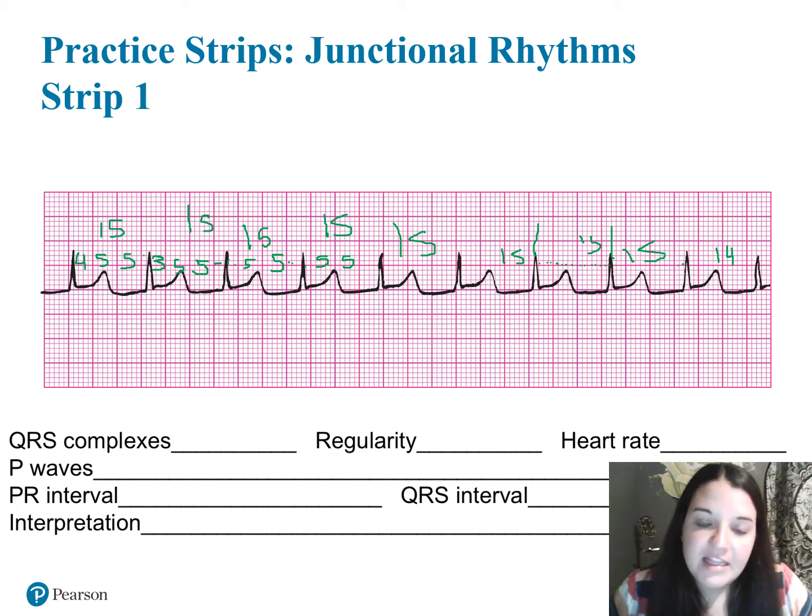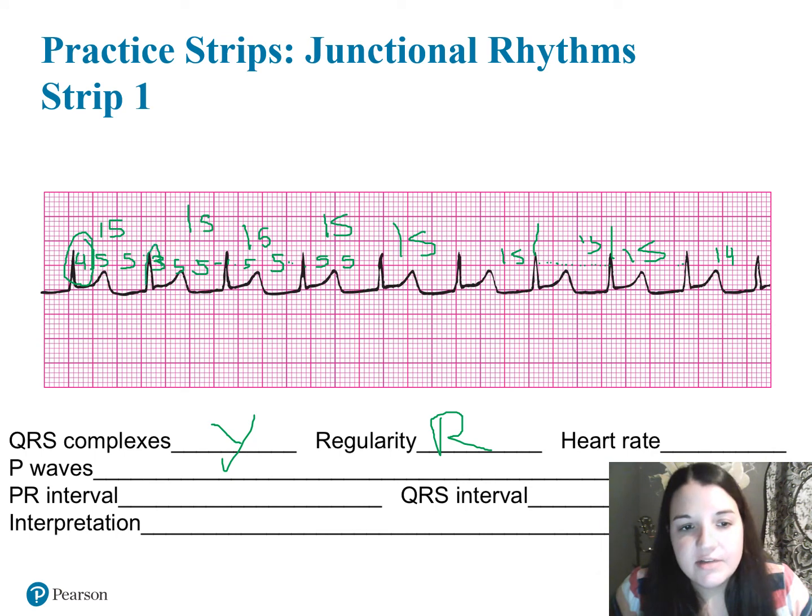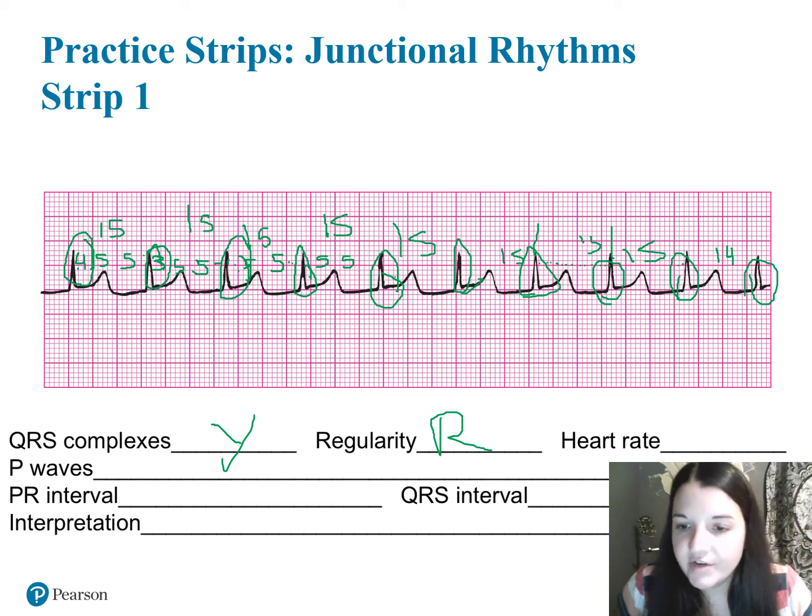So regularity, I'm pretty regular here, right? I have QRSs. What's my heart rate? If I'm regular, I can do the 6-second method. This is chapter 5. So I'm going to count each one of these QRS complexes by 10. So 10, 20, 30, 40, 50, 60, 70, 80, 90, 100. My heart rate is 100 beats per minute.